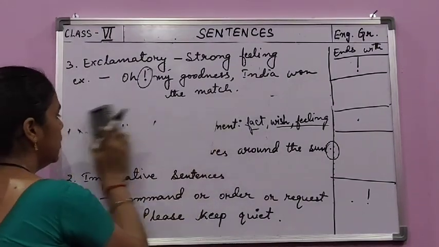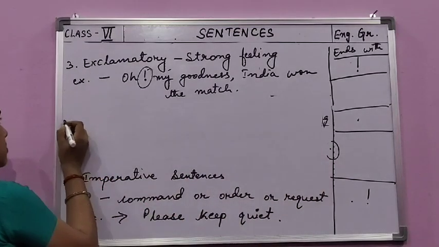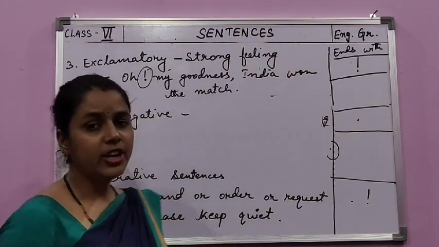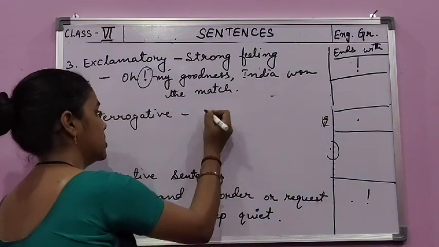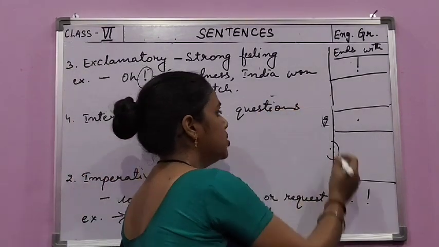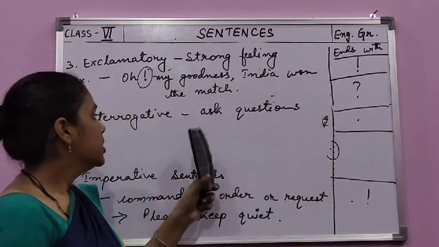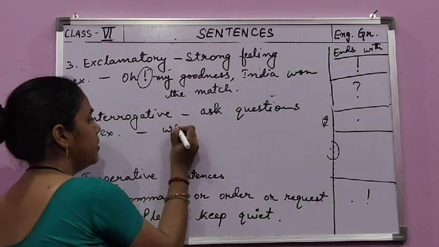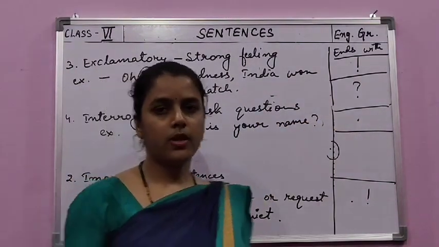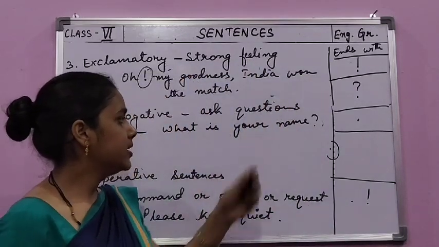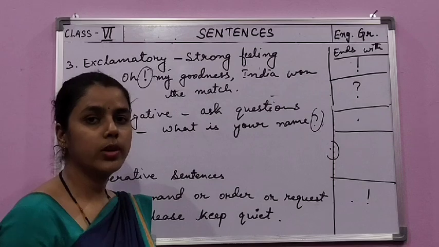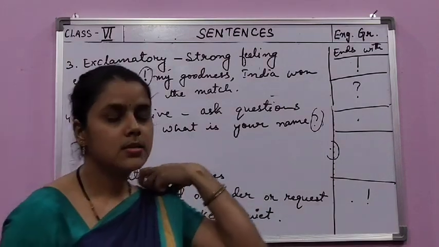Now let's come to the last one, which is interrogative sentences. Interrogative sentences are those sentences which ask questions. Whenever you are asking anything to anyone, these sentences are used. So it ends with a question mark. Let's take a very basic example: What is your name? That means you are asking someone what his or her name is. So these kinds of sentences, as they end with a question mark, are known as interrogative sentences. Whenever you are asking a question to someone, these are known as interrogative sentences.